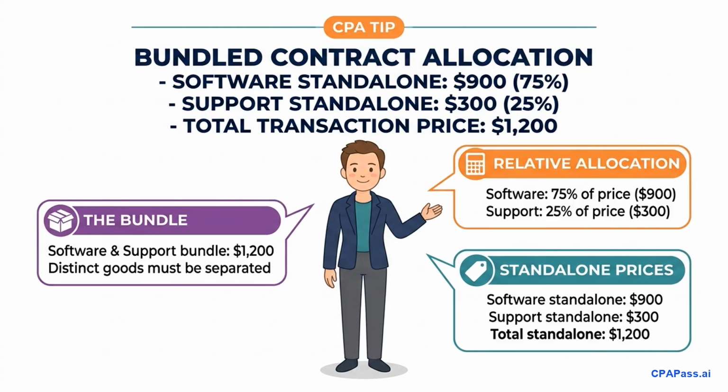Examiners love to trap you by splitting this price equally. Do not do that. Always allocate based on relative standalone selling prices. Here, the software represents 75% of the total standalone value, so we allocate $900 to it. The support gets 25% or $300.